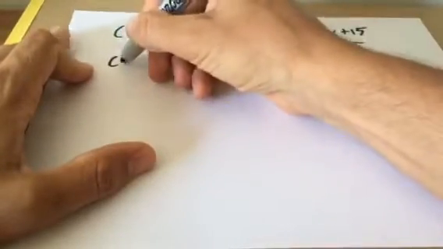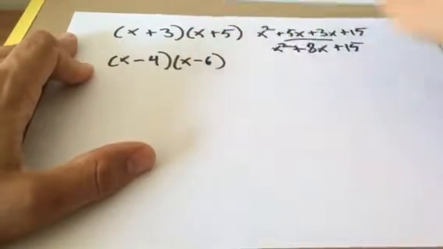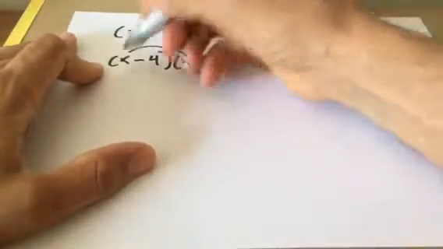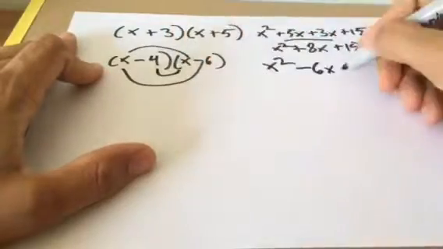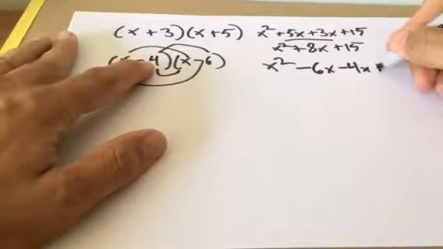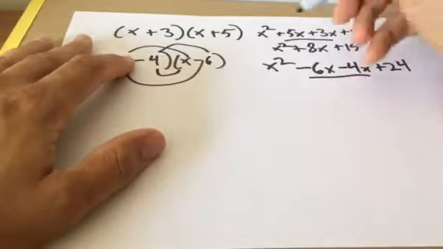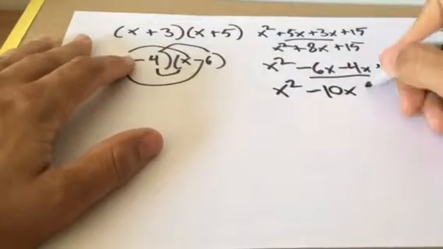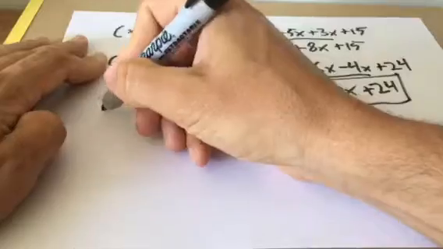An example of the negative: x minus 4 times x minus 6. First, x squared, outside, negative 6x, inside, negative 4x, and last, negative 4 times a negative 6 is a positive 24. Combine like terms just like we did before, and you get x squared minus 10x plus 24. We're moving along here.